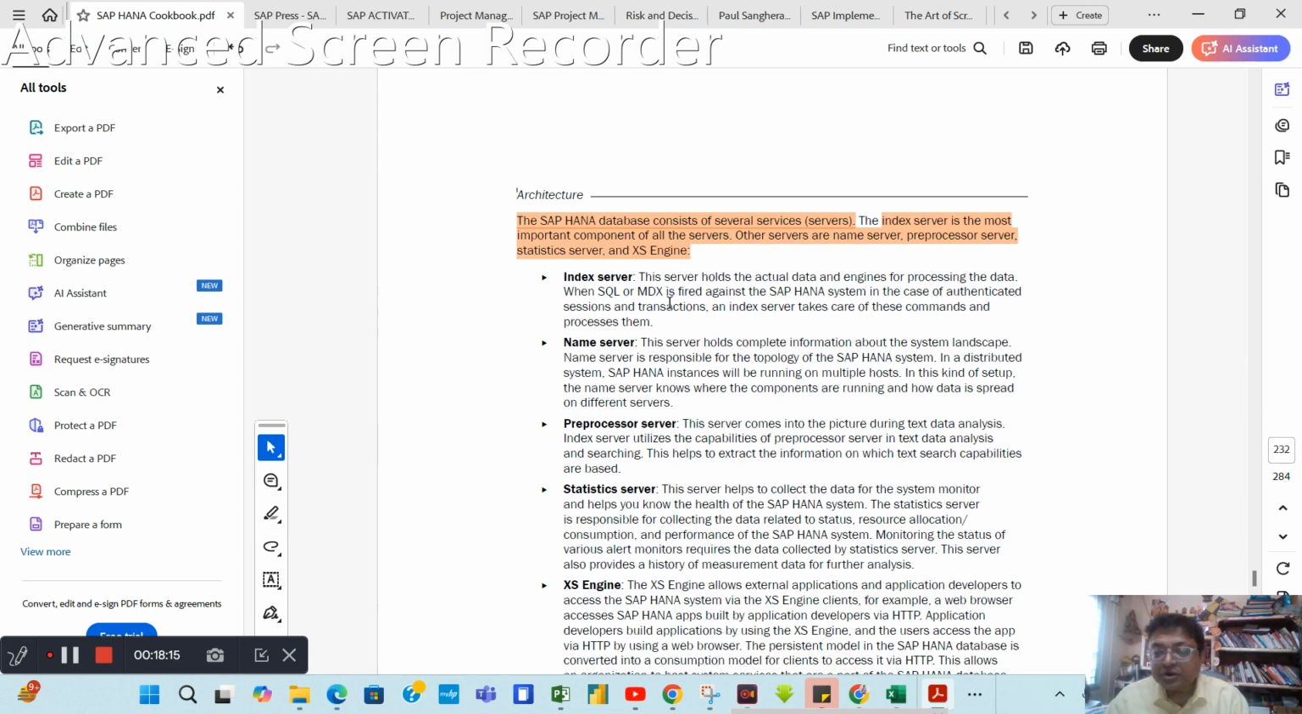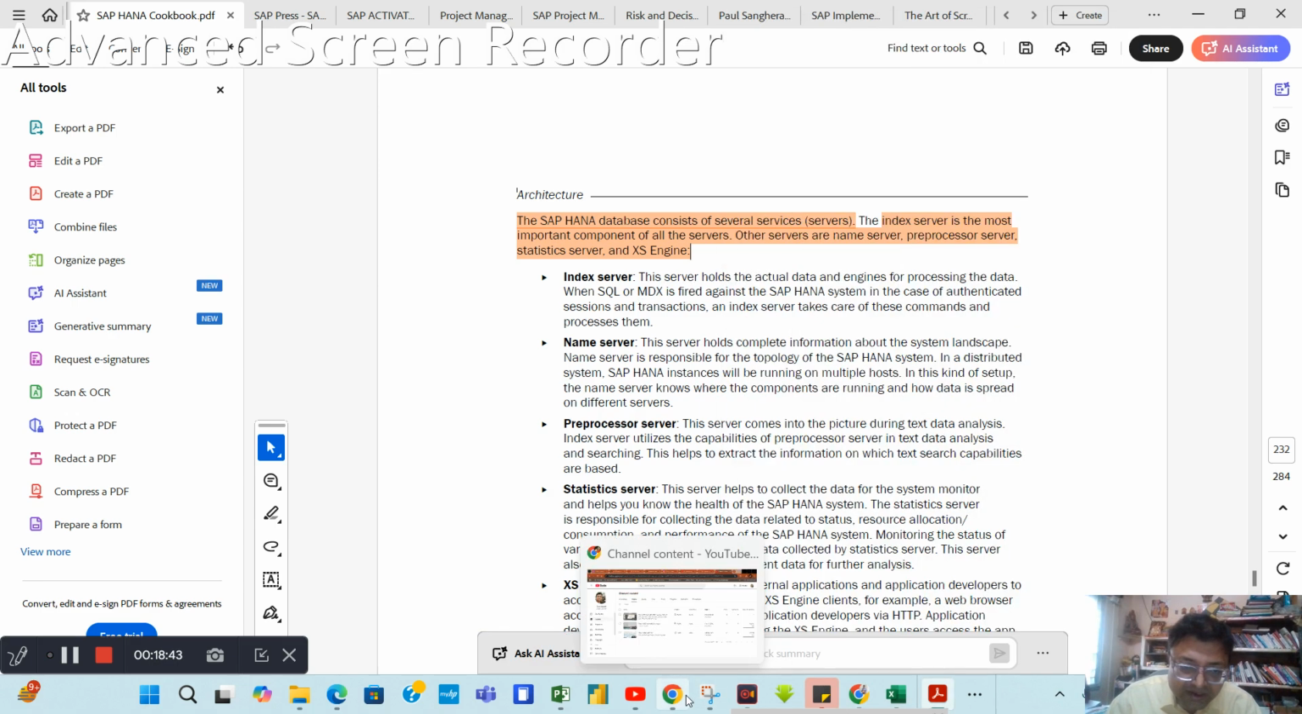HANA would not have been termed a database if there were no actual database. Yes, there is a database at the bottom tier, which stores information for a longer time. And what does the index server do? This server holds the actual data and engines for processing the data, SQL and MDX queries.